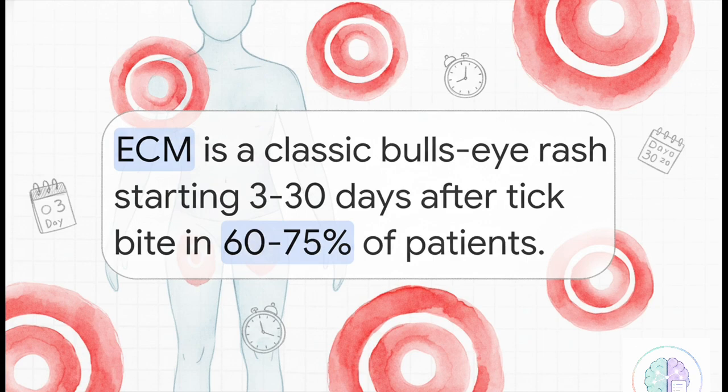It usually pops up about 3 to 30 days after the tick bite, most commonly in the thigh, the inguinal region, or the axilla, and we see it in about 60 to 75% of patients. Fortunately, this rash usually fades completely without any scarring in about 3 to 4 weeks. And while ECM is the famous one, patients might also show up with diffuse erythema or urticaria, which are just hives.